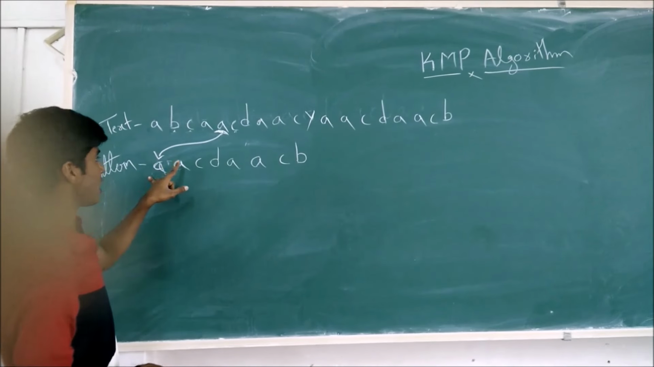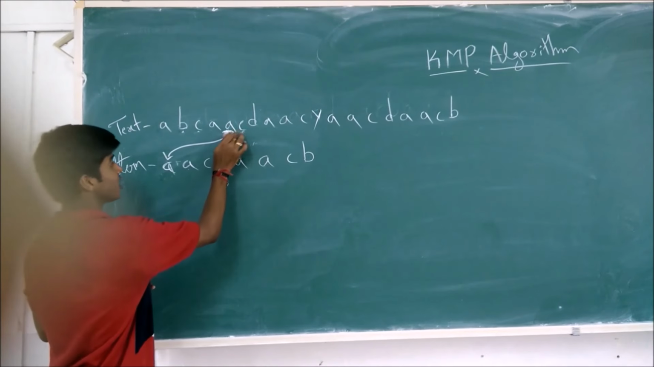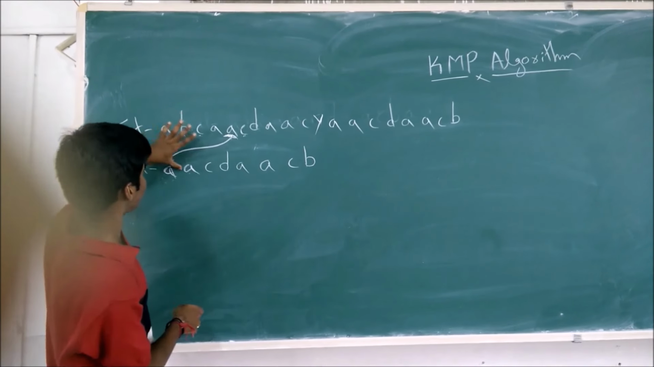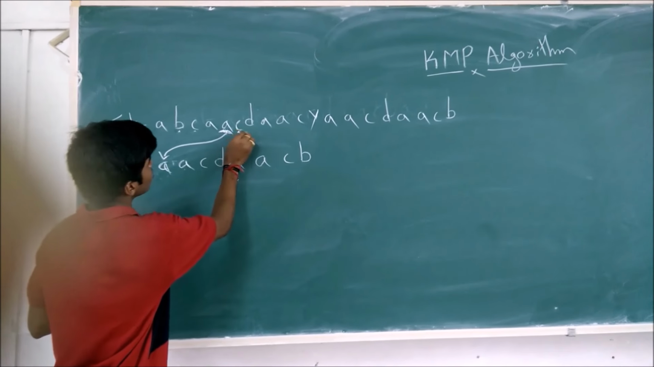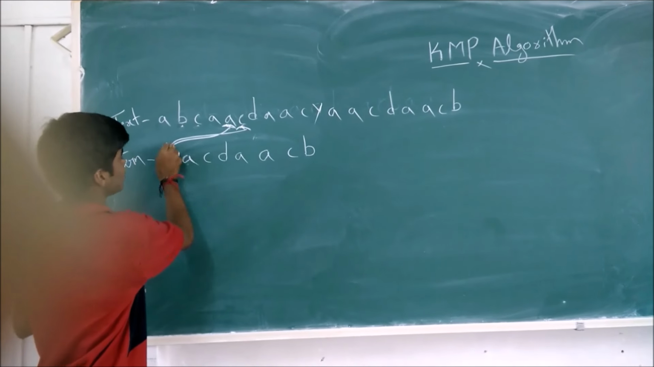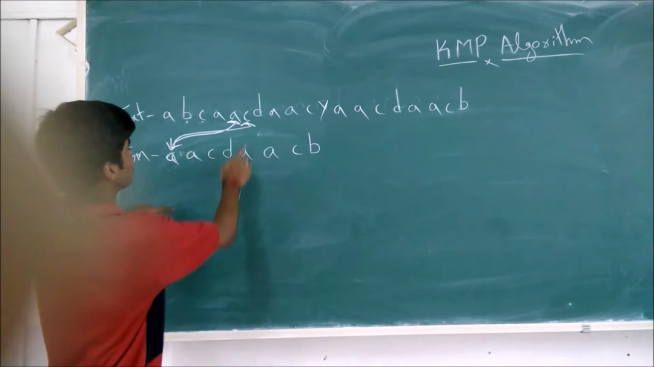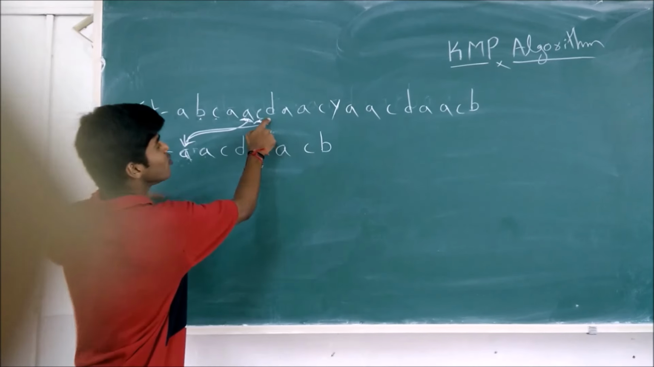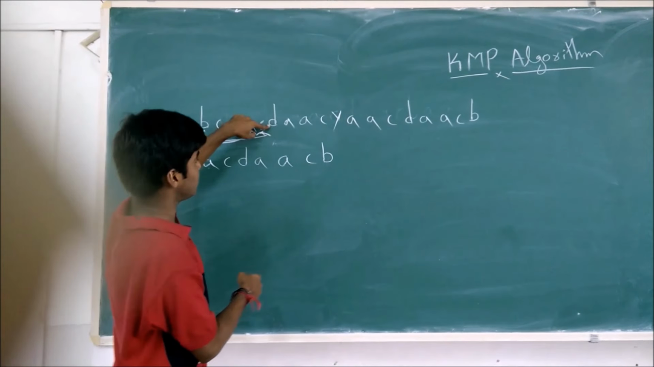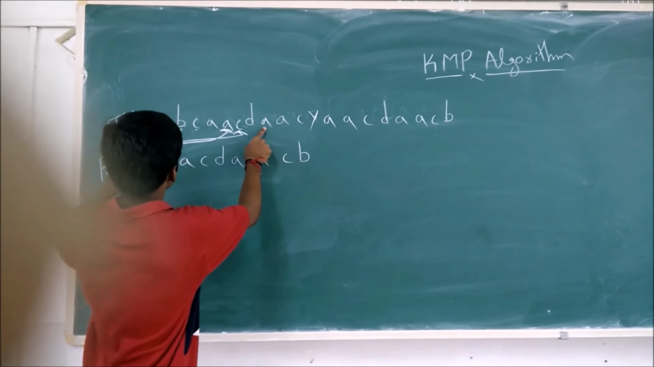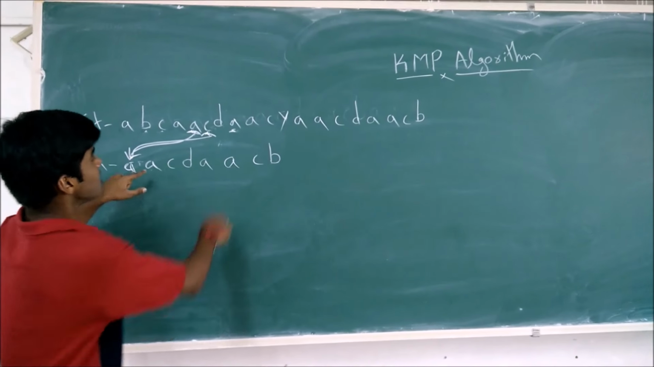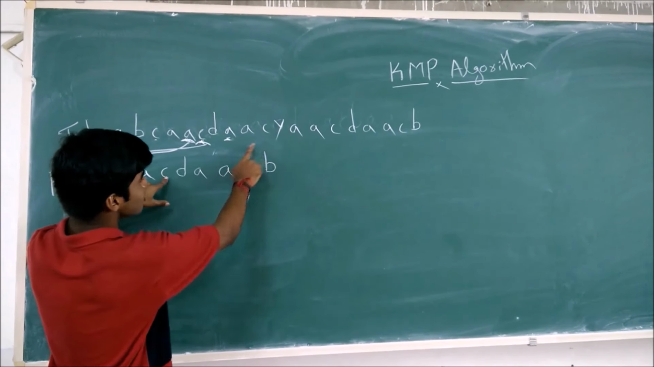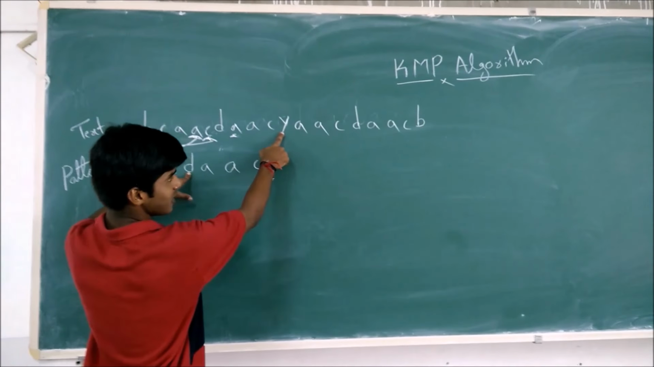So now A with A matches, and when we move our positions in text and pattern, C with A doesn't match. So again we move to the next character and try to match from the starting of the pattern. Now C with A doesn't match. So we'll move to the next character in the text. D with A doesn't match. Now we'll move to the next character in the text. Now A with A matches. A with A matches. C with C matches. Y with D doesn't match.